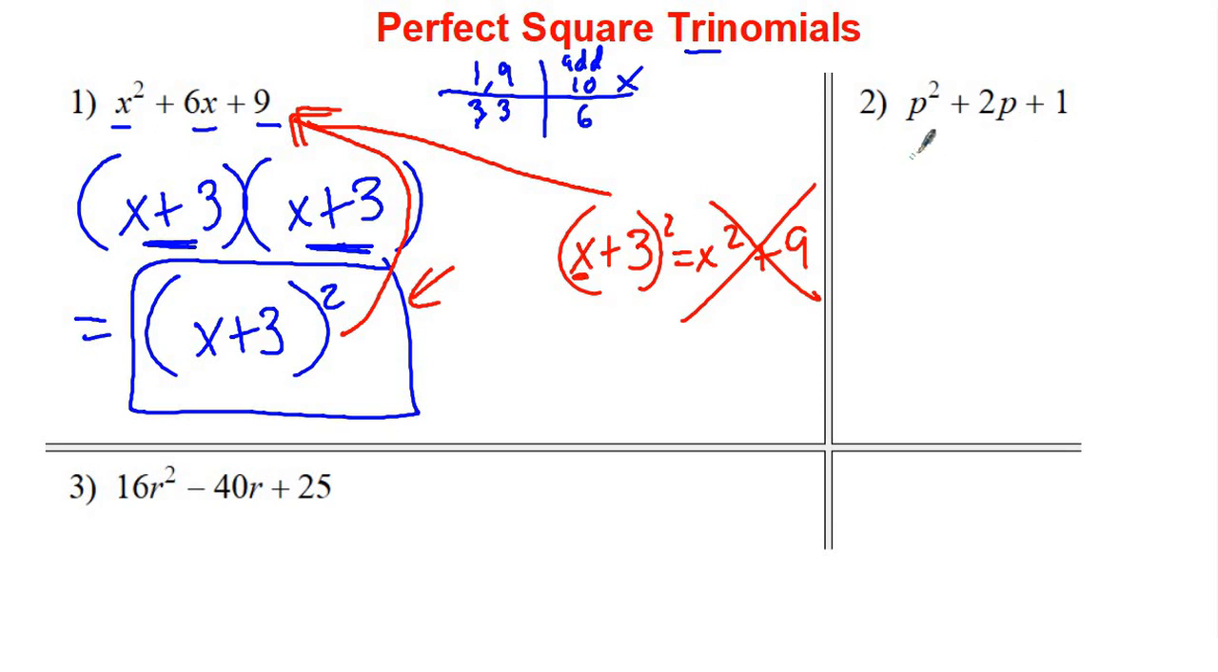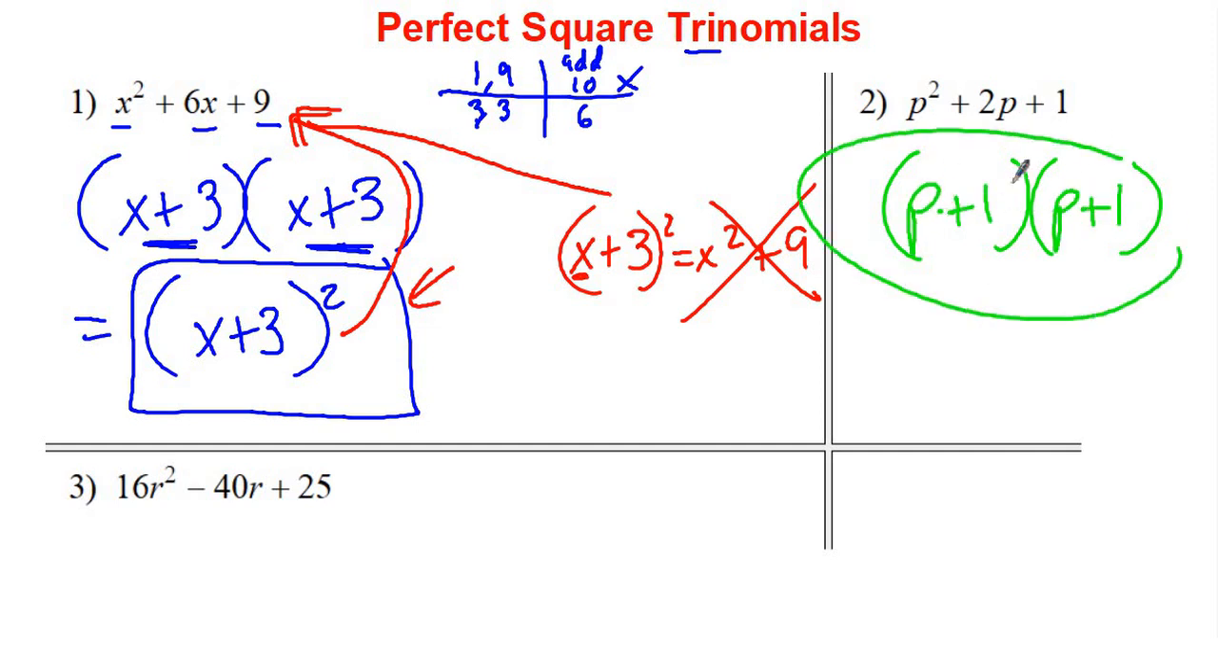Okay, let's do this one. So we want numbers that multiply to 1 but add to 2, and the only numbers that do that are 1 plus 1 and 1 times 1. So there's number 2 right there.